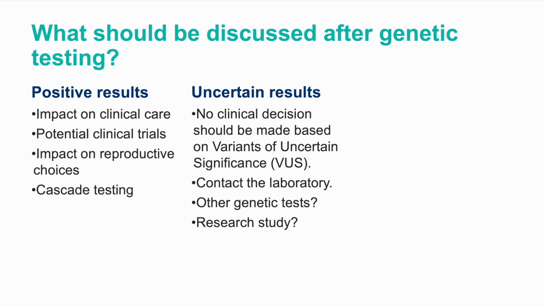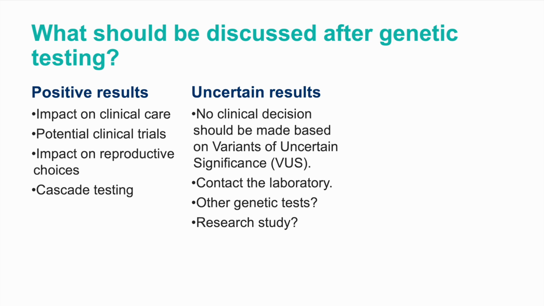More often than not, though, the results are not positive, but are uncertain. And you are getting one, two, or many more variants of uncertain significance, or VUS. What should we do? We should not take any clinical decision based on variants of uncertain significance. You have another talk about how variants are classified, so I will not go through that. But definitely, we don't know what they mean, so we should not make any clinical decision based on them.